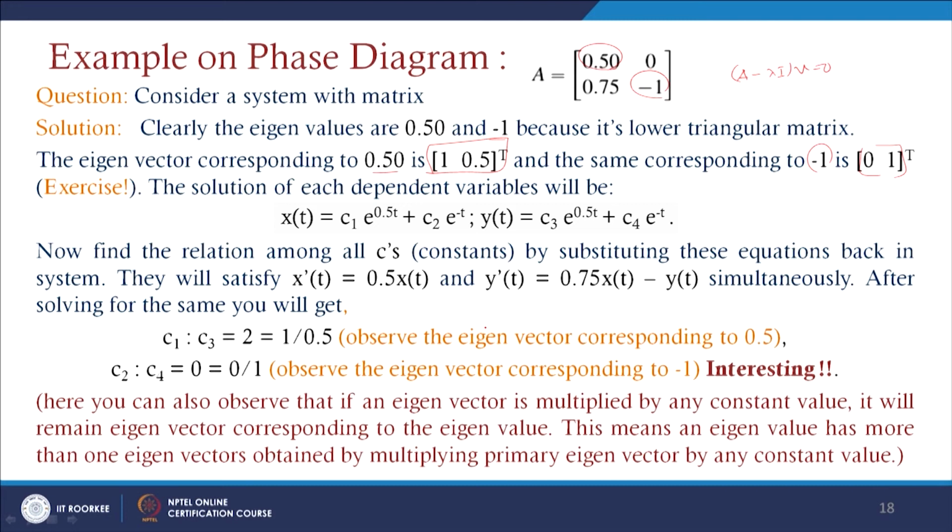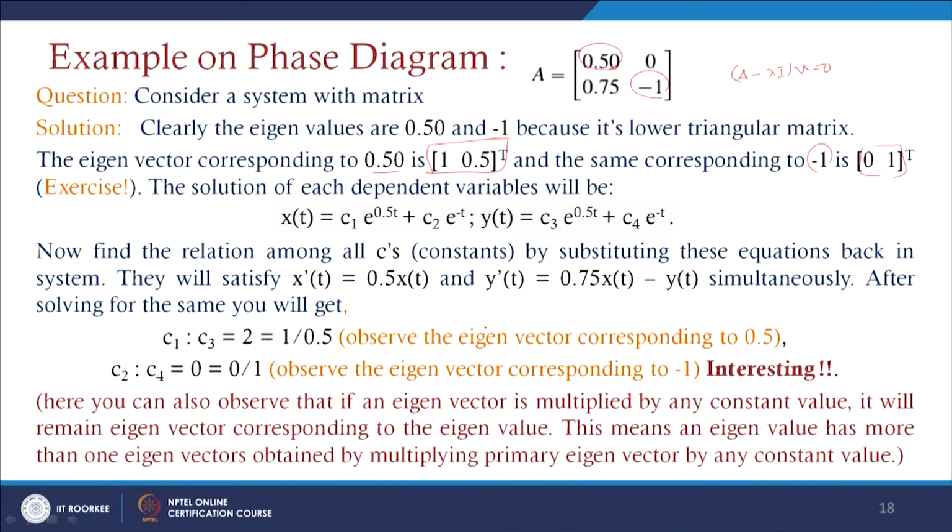These eigenvectors, as I told in the previous slide, are not unique, and can be multiplied by a constant value. This means that an eigenvalue has more than one eigenvector, obtained by multiplying the primary eigenvector by any constant value.